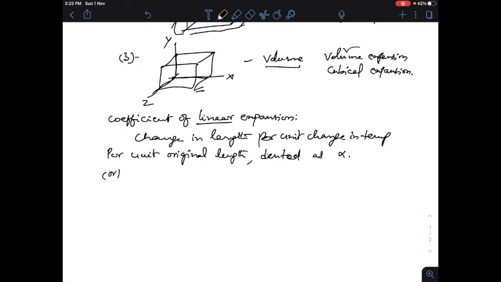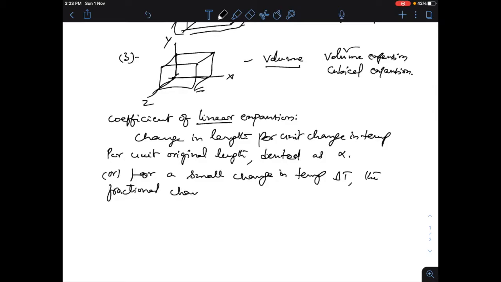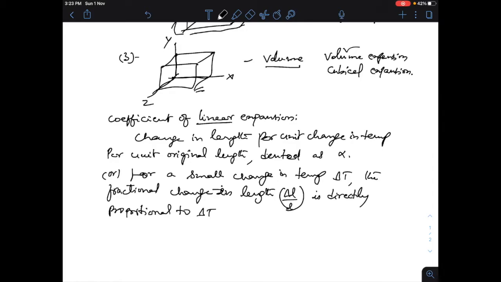I'll explain that. Or you can even say for a small change in temperature delta T, the fractional change in length, I'll write this as delta L by L, is directly proportional to delta T. Now let us try to understand this.